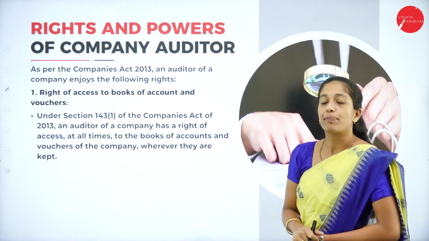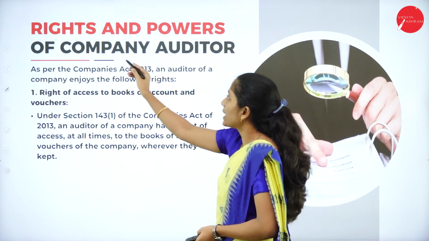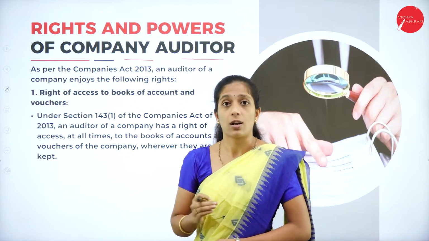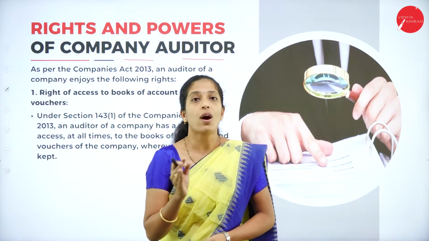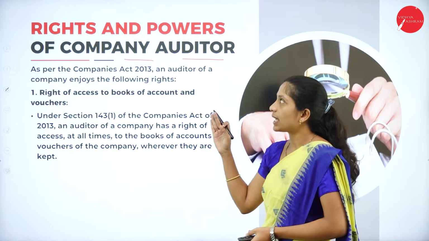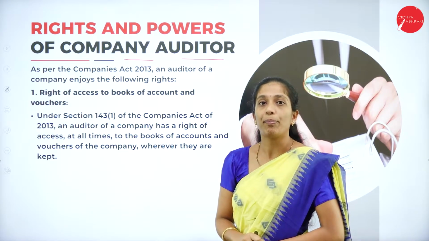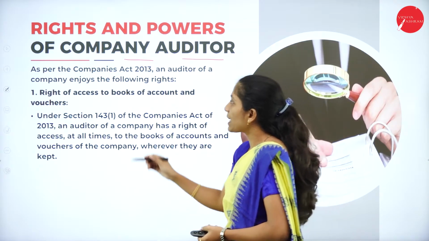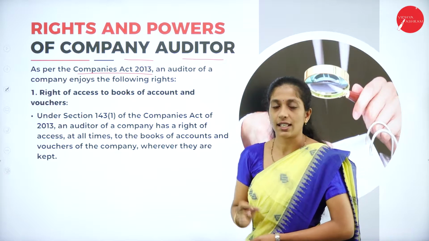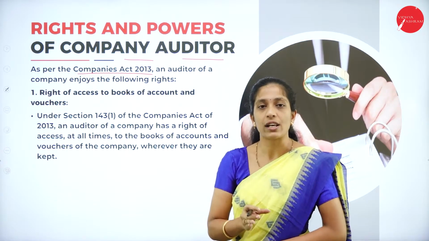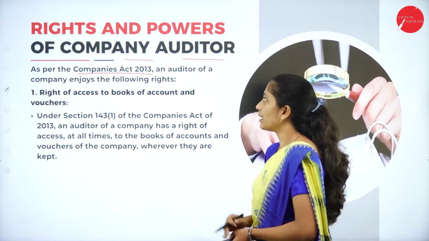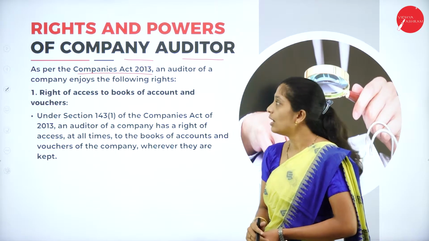That is rights and powers of a company auditor. Here we are mainly going to discuss the company auditor. In a previous session we learnt how a company auditor has to be appointed, and what are the qualifications as well as disqualifications of a company auditor. In today's session we shall see what rights and powers a company auditor has. As per the Companies Act 2013, they have to follow the Companies Act 2013. Because an auditor is going for a company audit, he has to follow the rules and regulations of the Companies Act 2013. An auditor of a company enjoys the following rights.